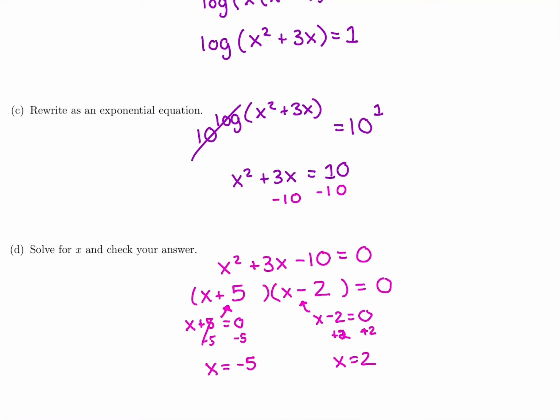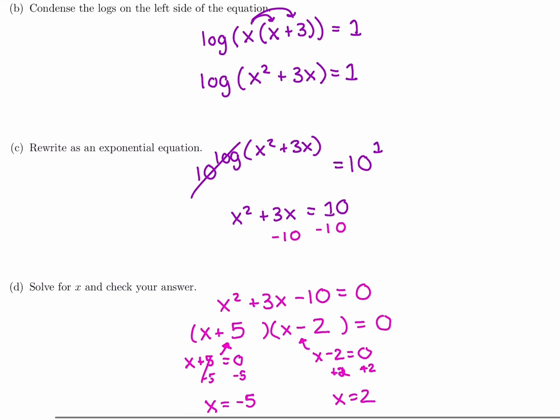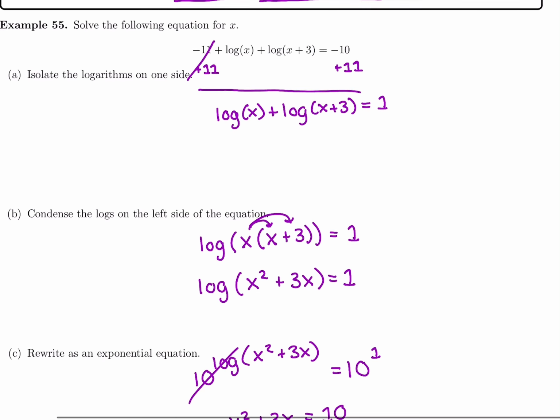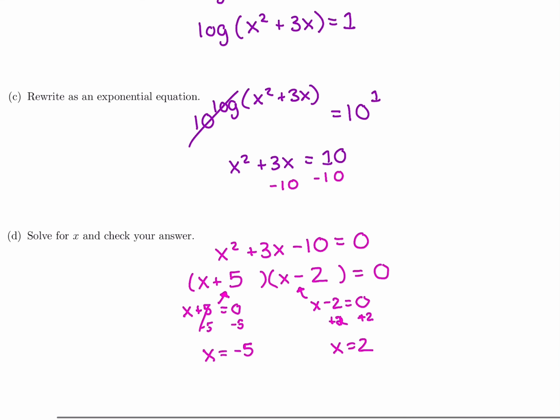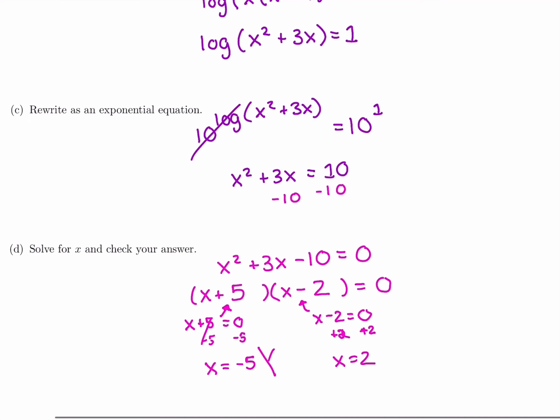Now, are either of these going to be a real solution? The only way to figure it out is to plug back in to the original function. So we have negative 5 and we have positive 2. And looking at this original function, we cannot take log of negative 5. And same thing here, log of negative 5 plus 3 is really log of negative 2. You cannot take logs of negative numbers. So when you try to plug this back in, it does not work.